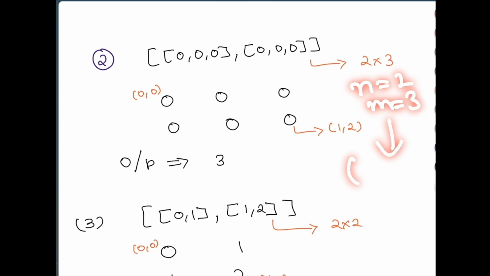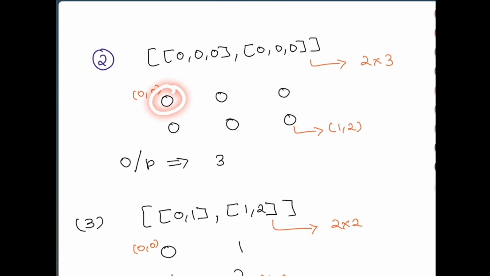So we need to reach 1 by 2, which is this point. That's the last room, right? We start at this point and we need to reach this point. The output in this scenario is going to be 3. That is, it is going to take 3 seconds to reach from this point to this point.